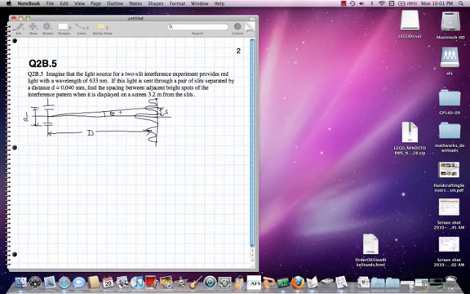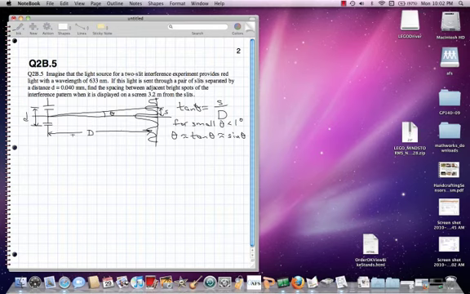I can see here that tangent theta is equal to opposite over adjacent, so it's going to be S over D. I also know that for small theta, less than about 1 degree, theta is about equal to tan theta, which is about equal to sine theta. So for really small angles, I can approximate tan theta and sine theta by theta.